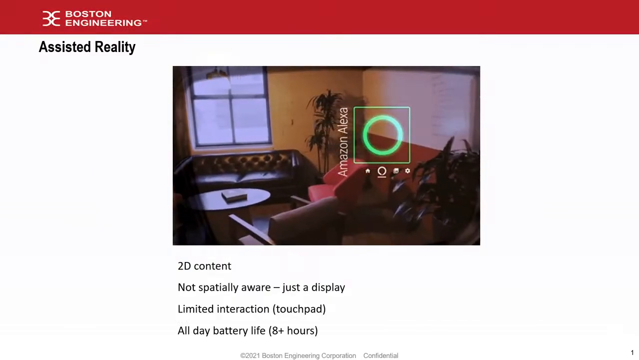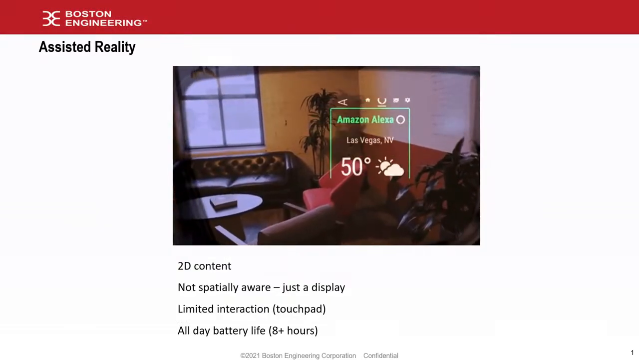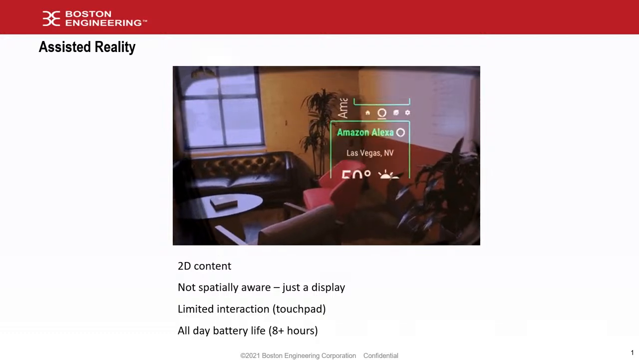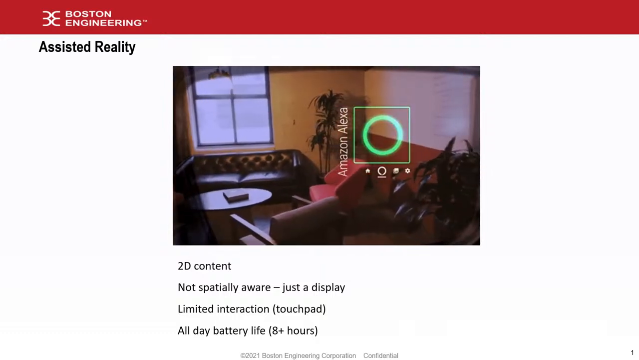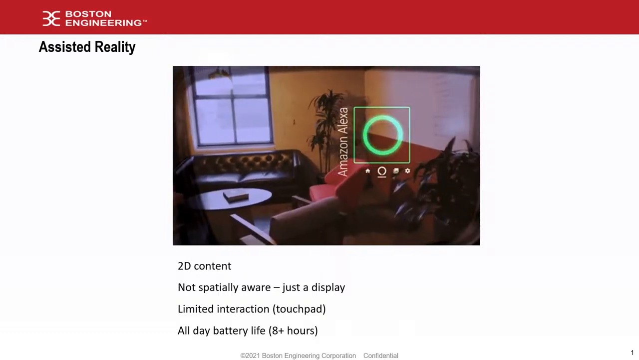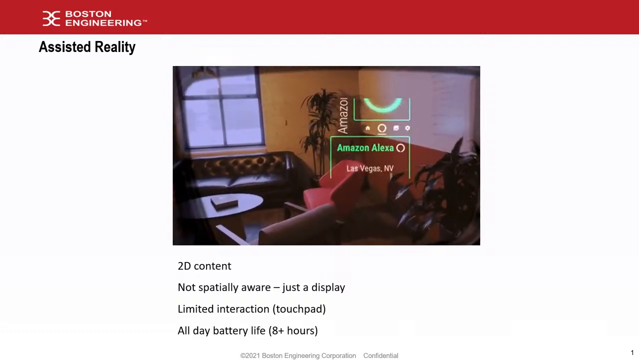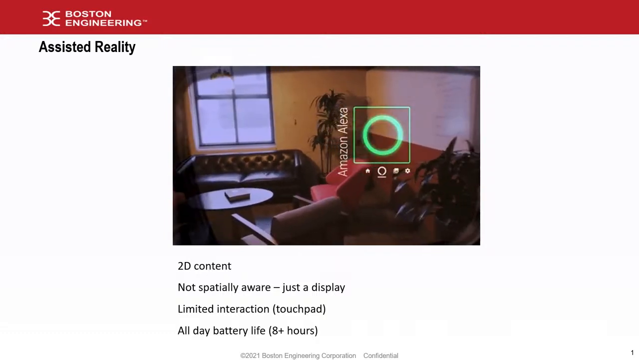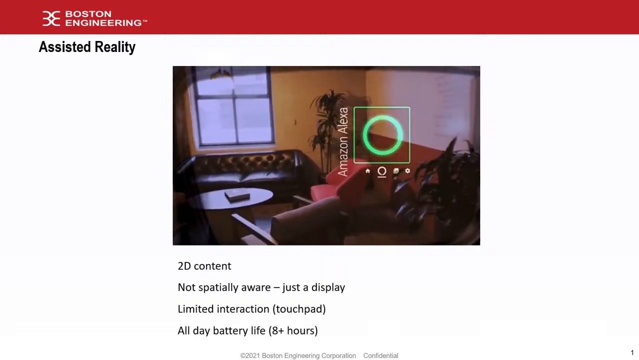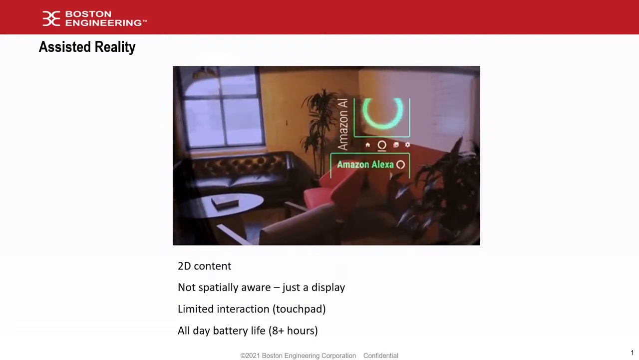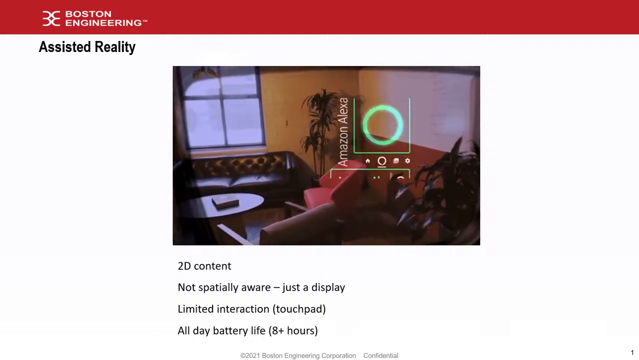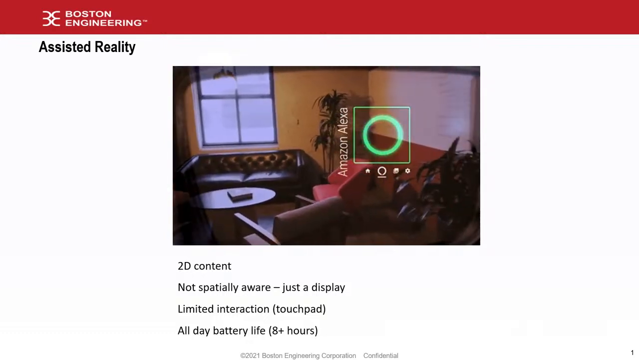We talked about devices, so now we're going to get into some examples of assisted reality and augmented reality. Up first is assisted reality. It's 2D content, not spatially aware, limited interactions, but you get the benefit of all-day battery life. These devices require very low computational power, which allows the device to last a very long time before charging.